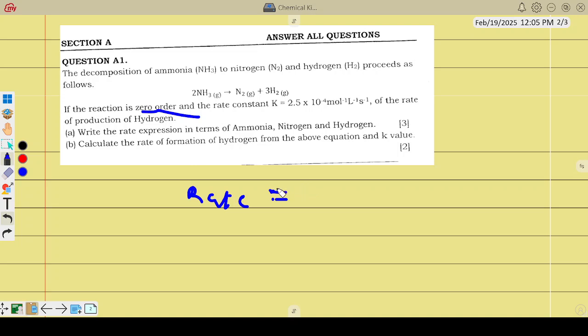Yeah, but you have to start writing rate expression. So for ammonia, I would say negative 1 over 2 change in ammonia. Yeah, just like that. Here for the products, you know they will have a positive. So calculate the rate of formation. So this is in lesson 3 where we looked at this.